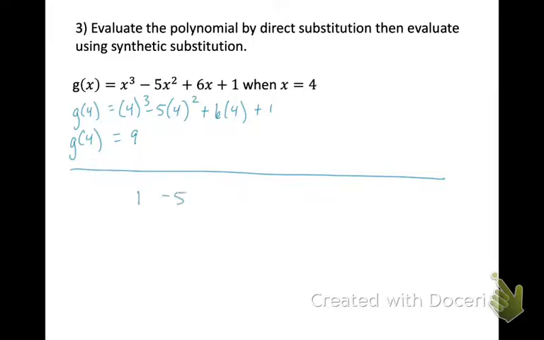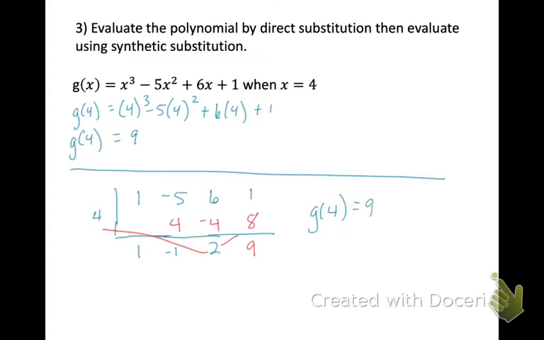Also evaluating this using synthetic substitution, we place our coefficients across our space. We're not missing any exponent terms. We place what we're evaluating the function for, which is 4, and then you bring down and multiply diagonally and then add vertically. 4 times negative 1 is negative 4. Add vertically. 4 times 2 is 8. 9. So also with this method, you can see that g of 4 equals 9. All right, that concludes the notes. You're ready to move on to the teacher talk.